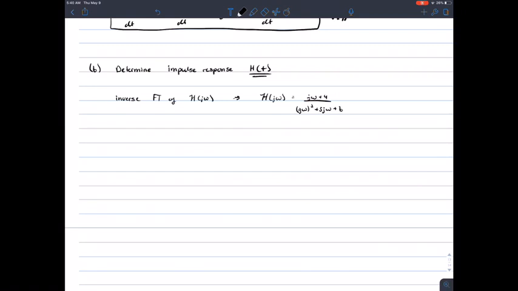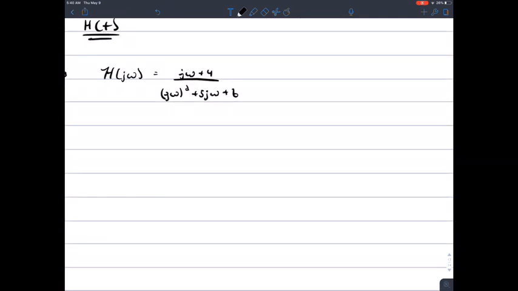Okay, first, as you can see, this is pretty ugly, so we need to change it using v substitution. So j omega is equal to v. Then we have (v plus 4) over (v squared plus 5v plus 6).